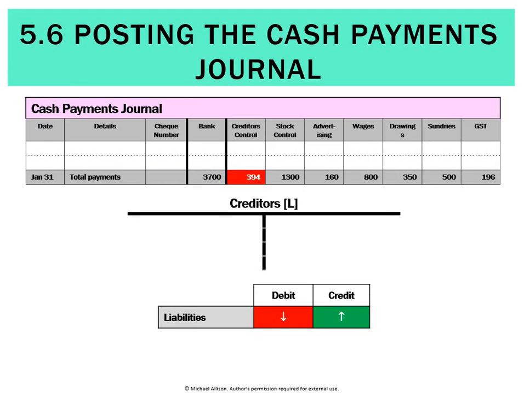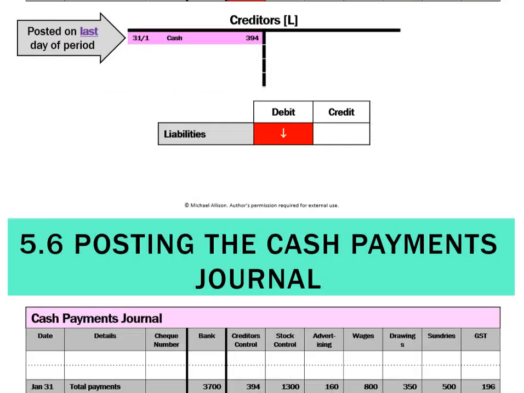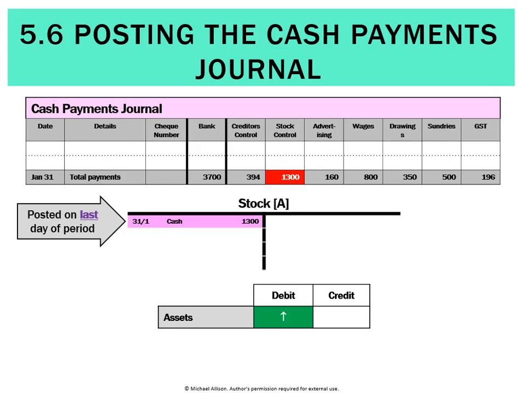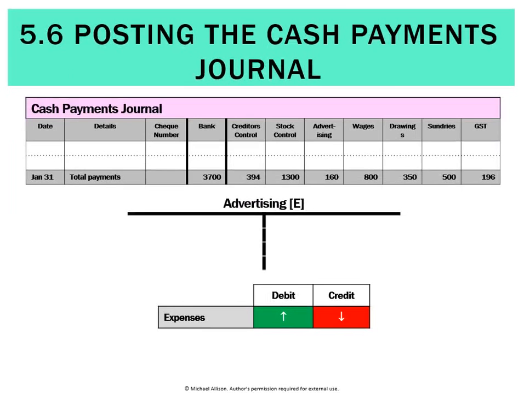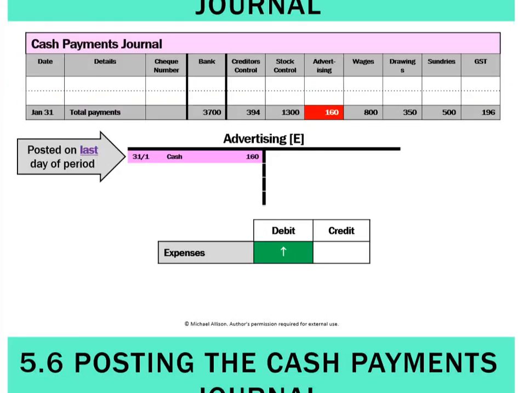This figure in the creditors column, that represents payments to creditors, so that's going to reduce the amount we owe, so that'll be a debit, posted on the last day of the month. The figure in the stock column, that's buying an asset, so that's going to increase it, so that'll be a debit. And then we've got an advertising expense, so expenses are debits, so posted on the last day of the period.